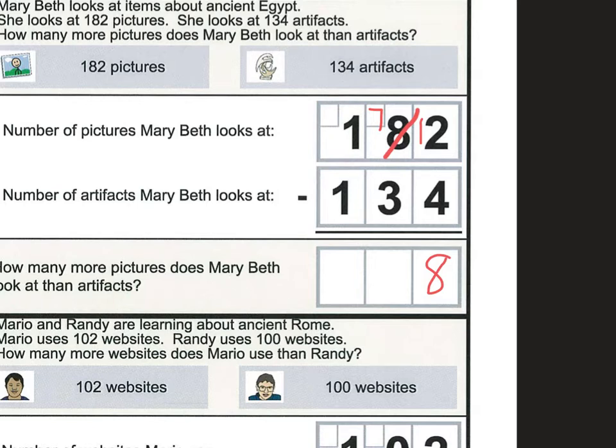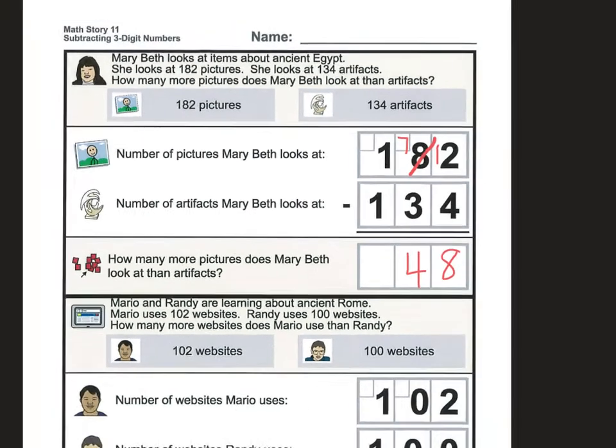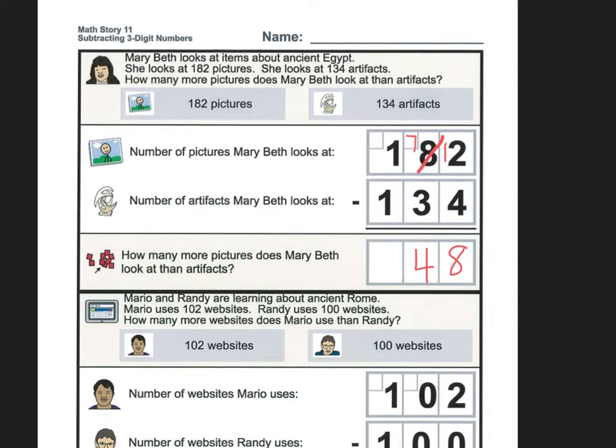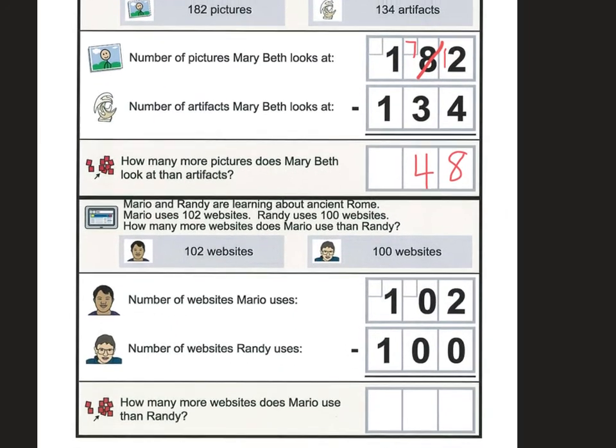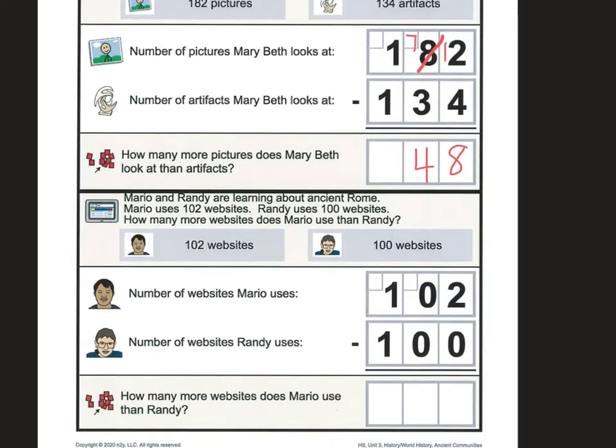7 take away 3 is 4. And 1 take away 1 is 0. Because it's the last set of numbers, we do not have to bring that 0 down. Mary Beth looked at 48 more pictures than artifacts. You guys can do this one on your own.